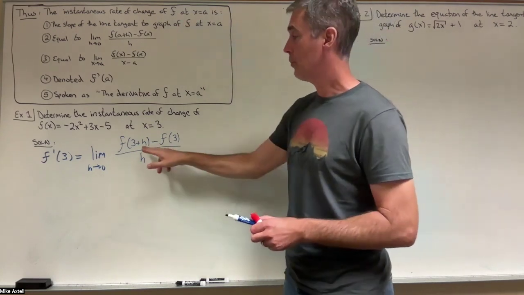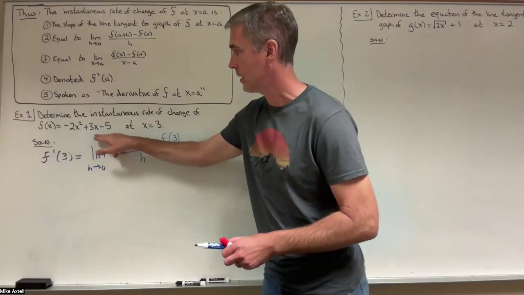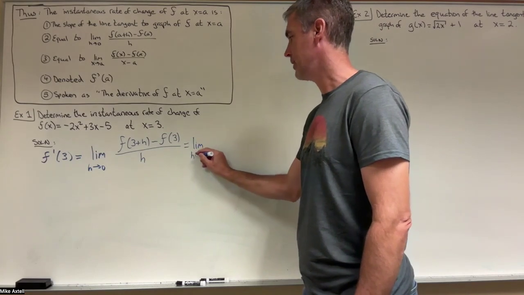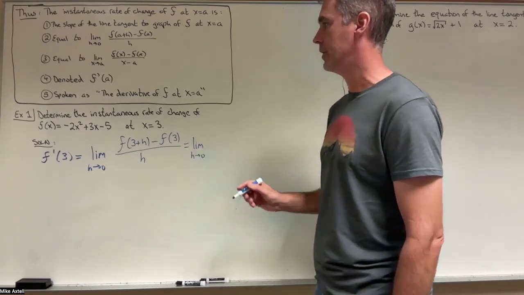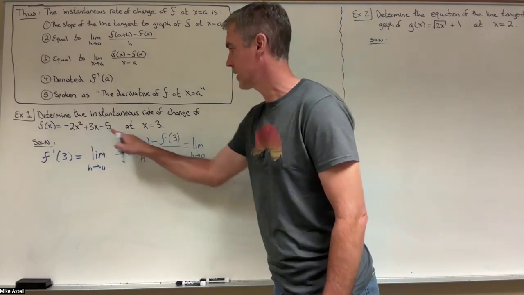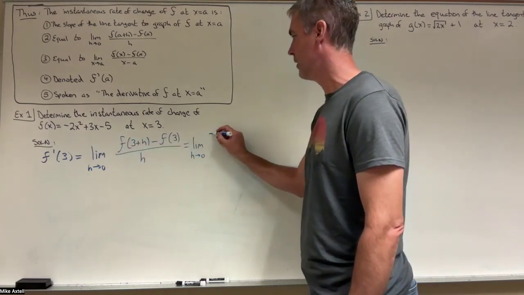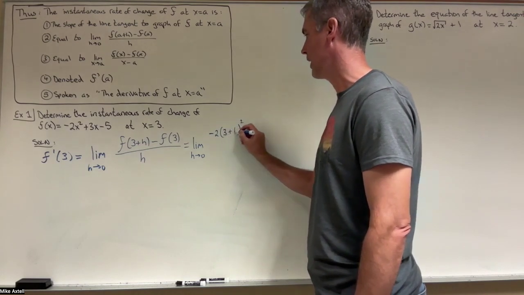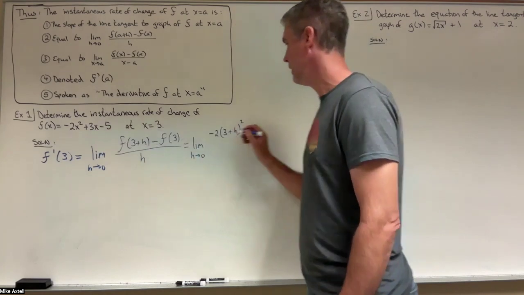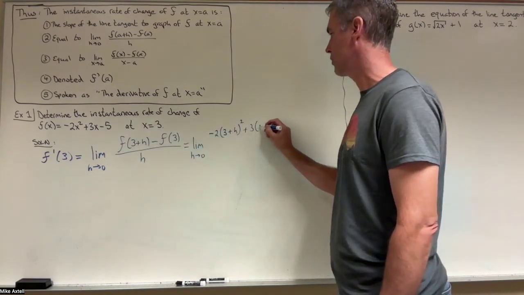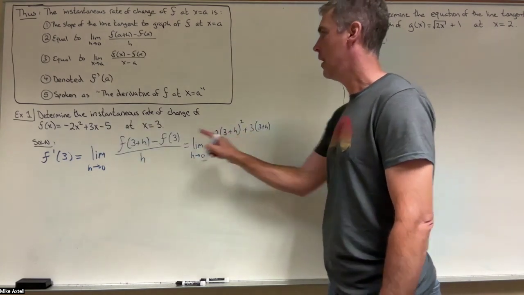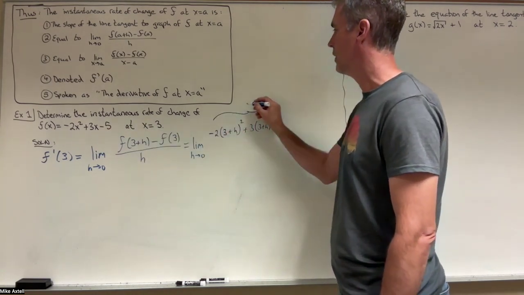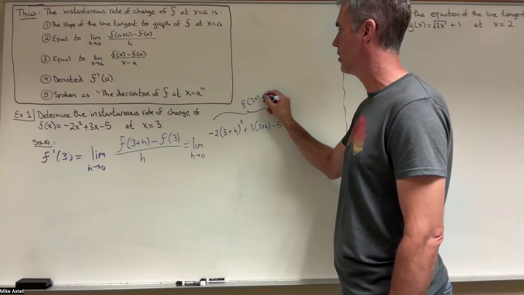All right, now I'm going to plug 3 plus h in for x in my function. There's my limit, because I haven't taken it yet, so I continue to copy it down. Every time I see an x, I'm going to replace it with 3 plus h. So I've got a -2, an x squared, so that x is now a 3 plus h, plus 3 times an x, which is now a 3 plus h, minus 5. So all that was f of 3 plus h.